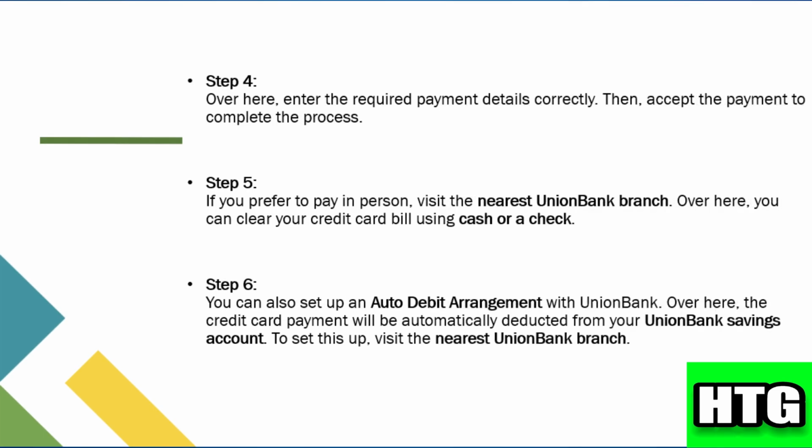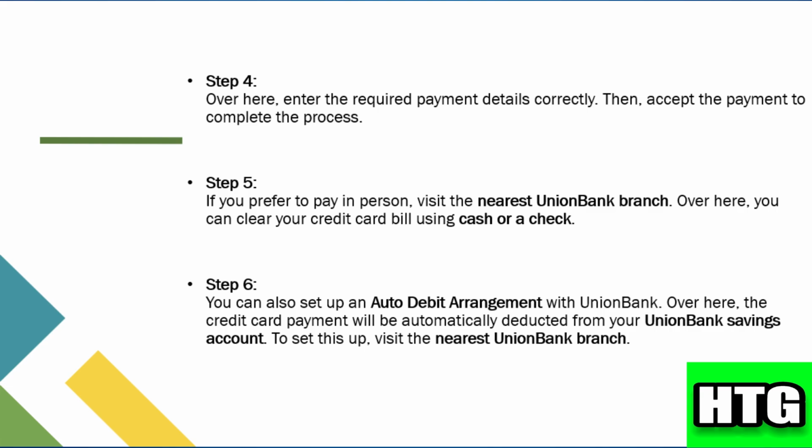Step 4. Over here, enter the required payment details correctly. Then accept the payment to complete the process. Step 5. If you prefer to pay in person, visit the nearest Union Bank branch. Over here, you can clear your credit card bill using cash or a check.